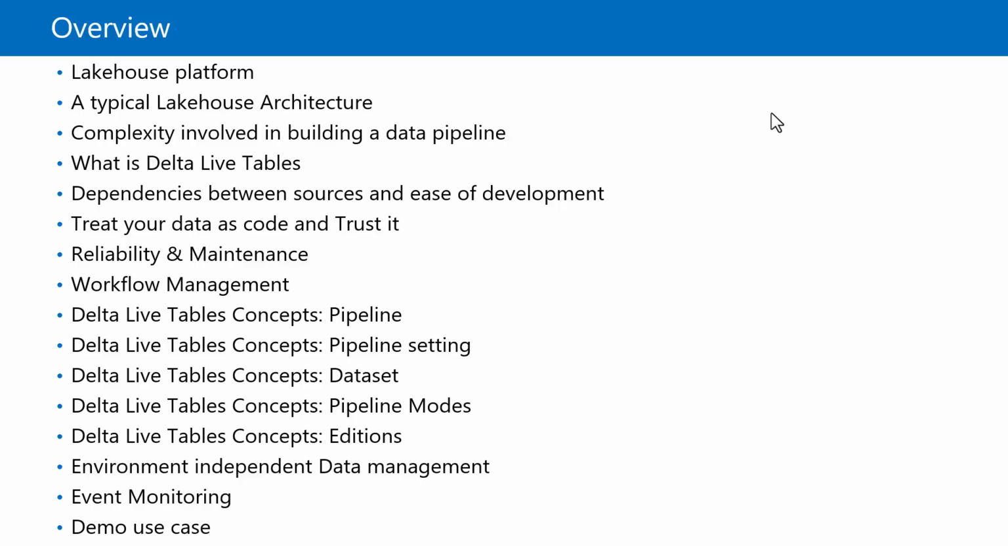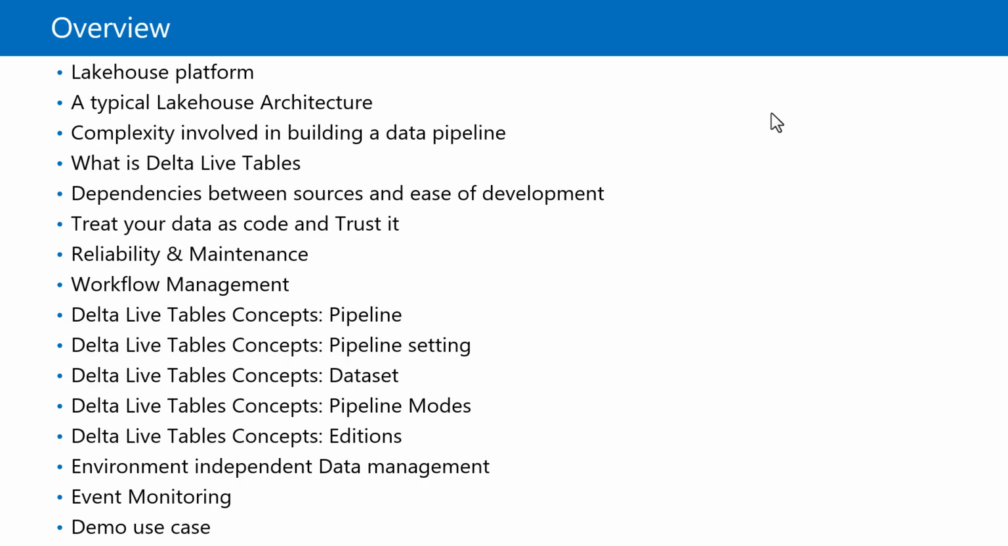Here is the agenda for today. First, we will understand the Lakehouse platform and then how a typical Lakehouse architecture looks like. What are the complexities involved in building a data pipeline? And then what is Delta Live Table? How it helps you to understand the dependencies between different sources and then ease the development process, and how this Delta Live Table helps you to treat your data itself as code and then trust it. What are the different features it provides in terms of reliability and maintenance, and what kind of workflow management it provides out of the box.